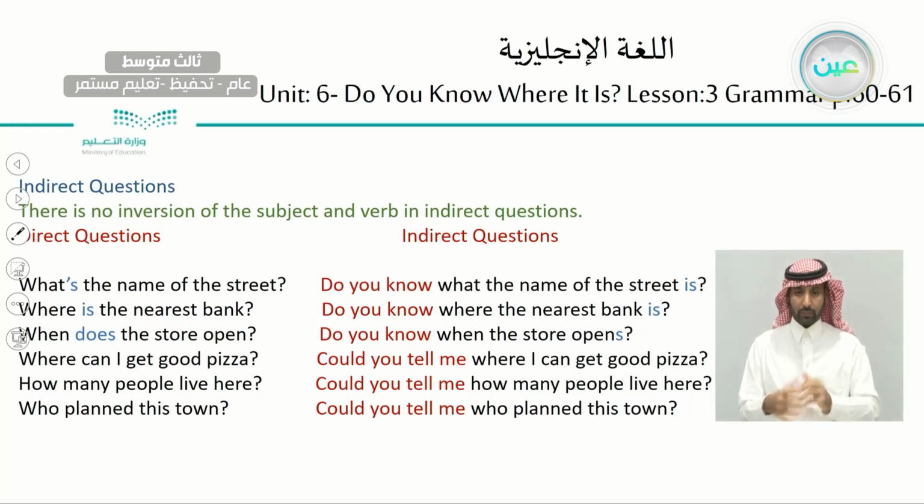Okay? Who planned this town? Could you tell me who planned this town? This is the difference between direct questions and indirect questions. We start the indirect questions with do you know or could you tell me please. Then we move the helping verb to the end of the sentence, and here we can switch. If we have can, we put the subject before the verb.